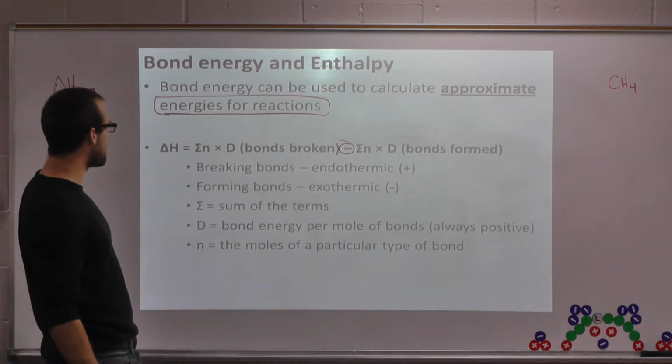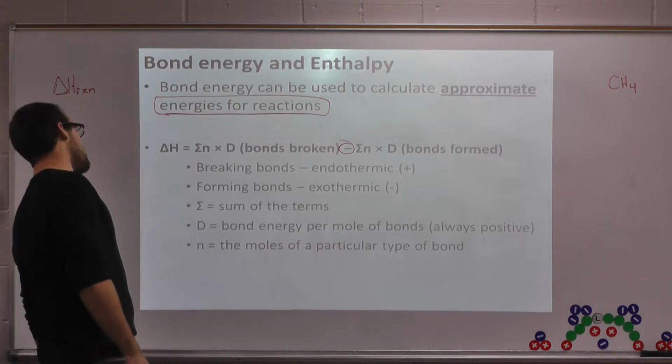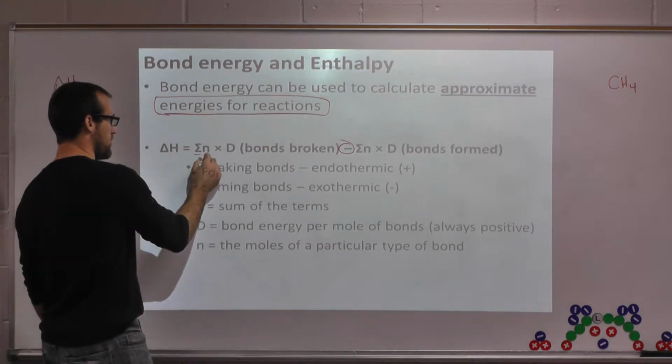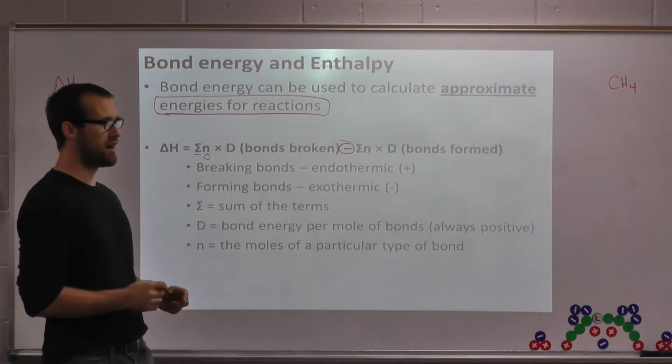We got all these weird things up here. Looks like an En times D. This is just the sum of the moles times the amount of bonds that you have.